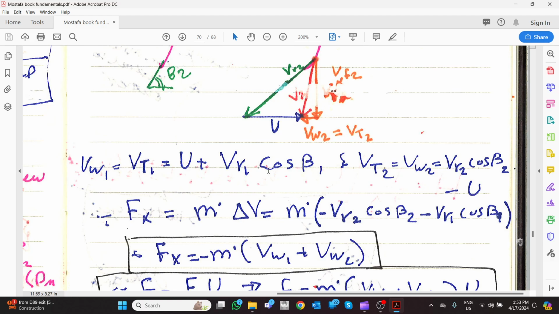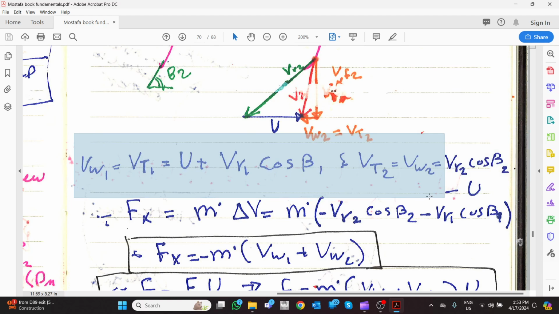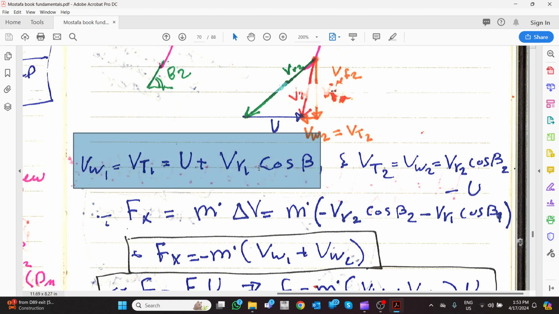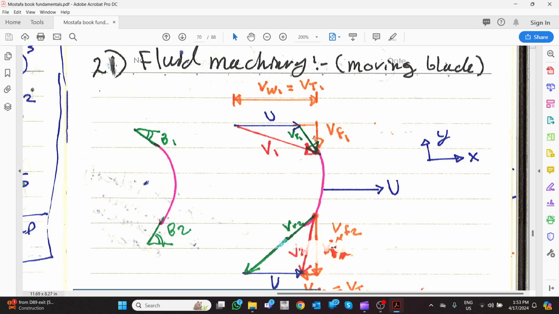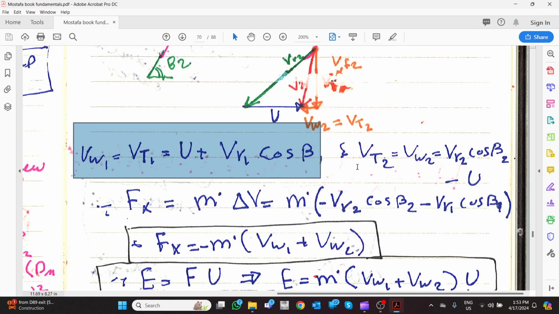So let's put it. This is our equations. This is the whirling velocity or tangential velocity. It is equal to u plus the relative velocity times cosine beta, and the whirling velocity V2 is the relative velocity times cosine beta, same concept, but this one will be minus u. You can see this is the whirling velocity, and this is minus u.